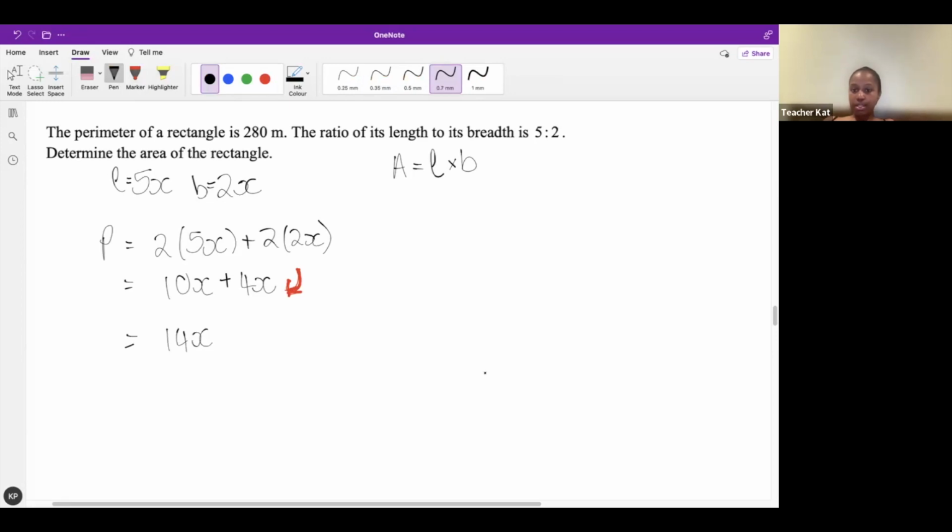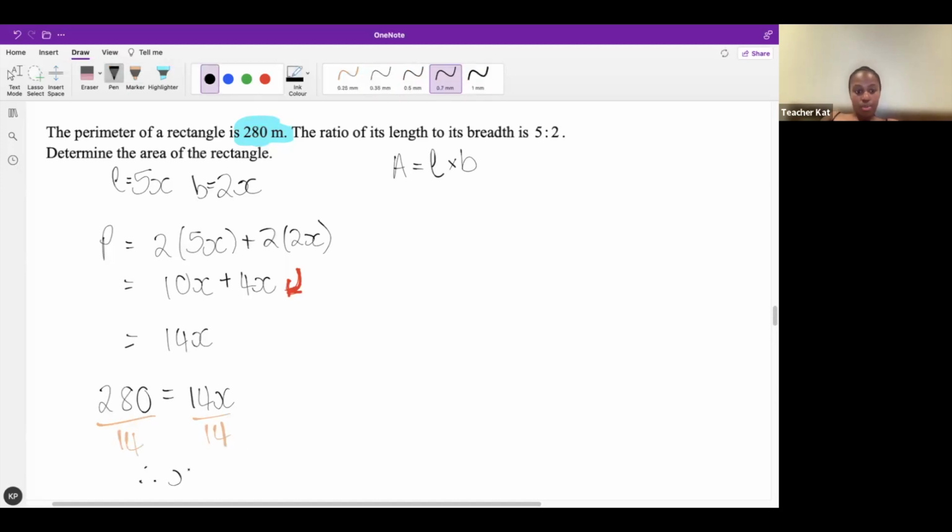Now, we already know our perimeter, guys. How much is the perimeter? How much is the exact perimeter? They already told us the perimeter. 280. You guys mustn't neglect the question. They give information. So instead of perimeter here, I can substitute it with 280. So I know that 280 is equal to 14x. And I want to work out this x. So how am I going to do that? Divide by 14 on both sides.